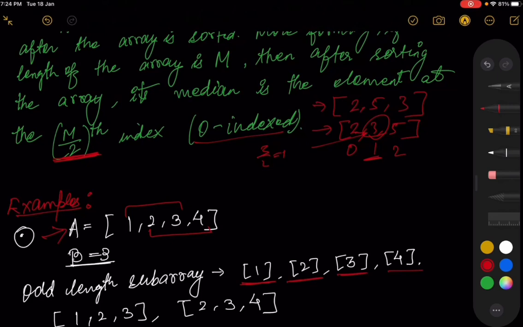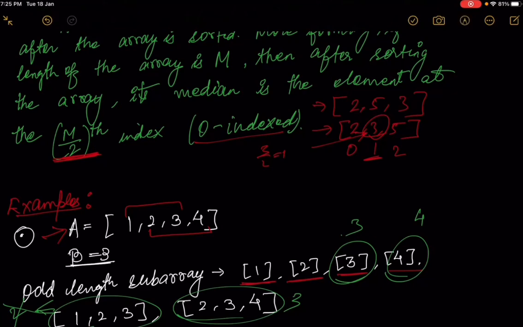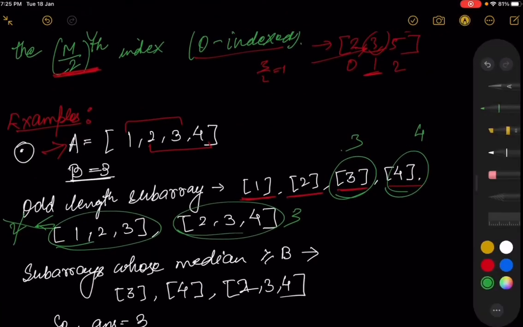Now you see how many of them have a median greater than or equal to 3. You will see that there are 3 such subarrays. Here the median is 3, here the median is 4, and here the median is 3. This one does not have a median greater than or equal to 3, it has median equal to 2, so we don't consider it. So we have 3 subarrays with median greater than or equal to 3, so our answer for this case will be 3.